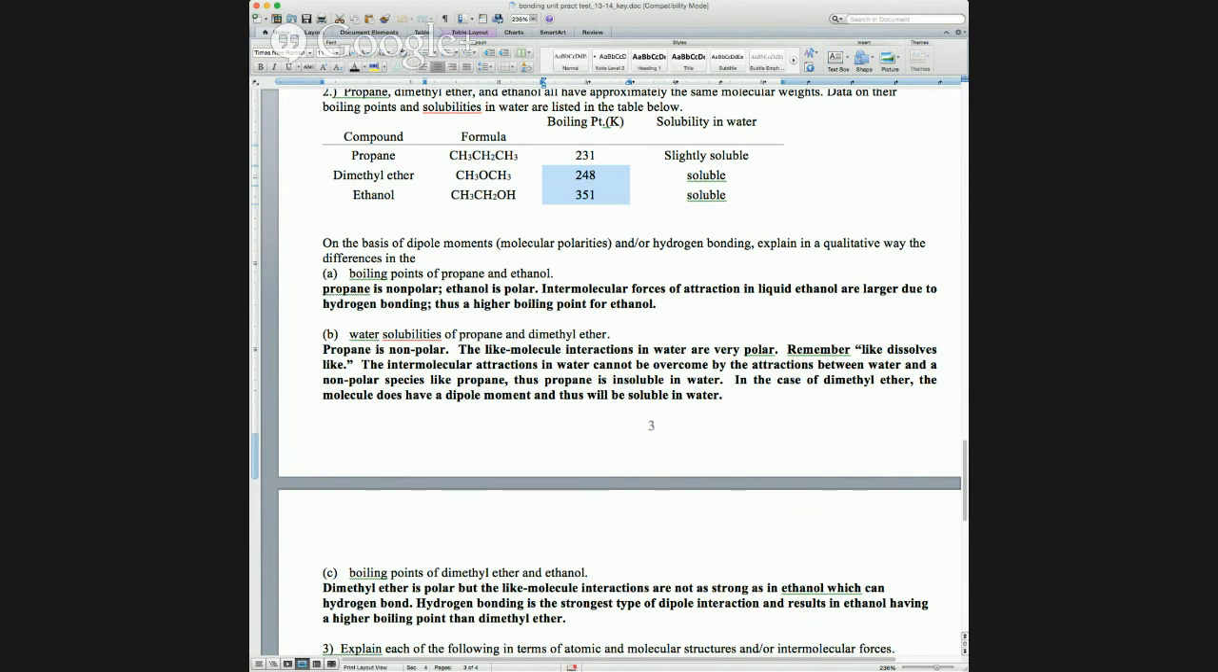And it's the same thing. The solubilities and the boiling points are under the same kind of thing, but the solubility is all about polarity. Like dissolves like. The polar is attracted to other polar molecules. Water is attracted to other polar molecules. But if it's nonpolar, then there's no attraction there.